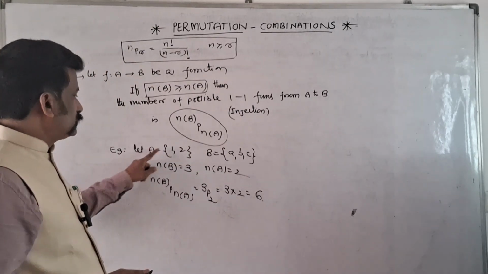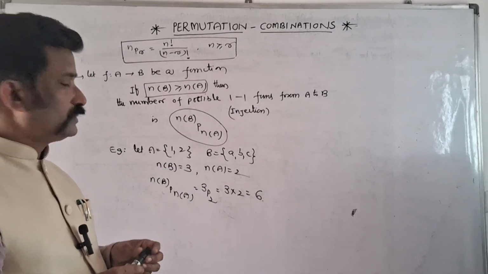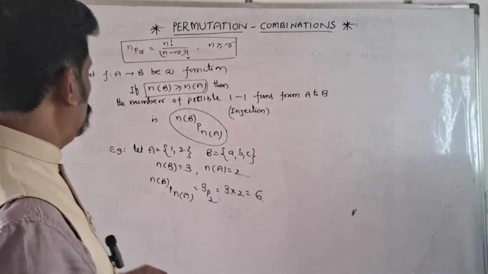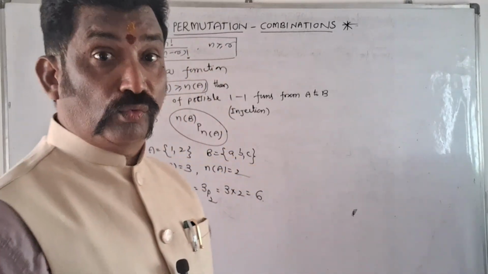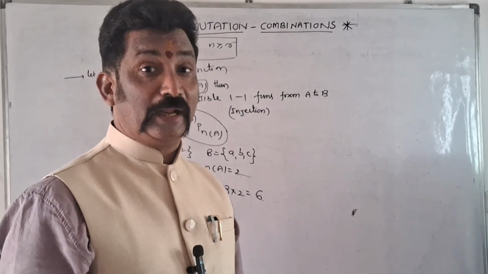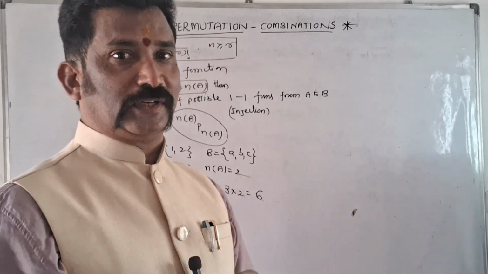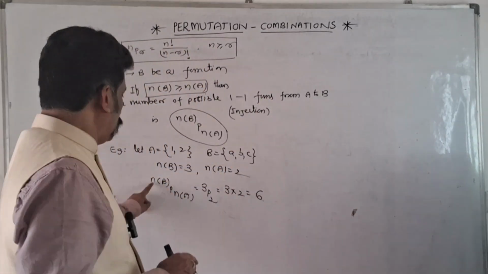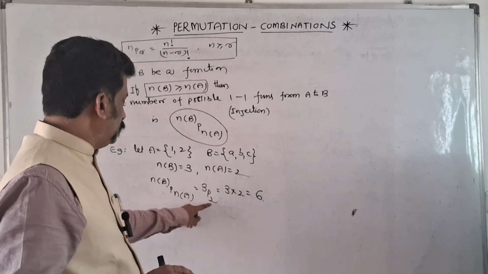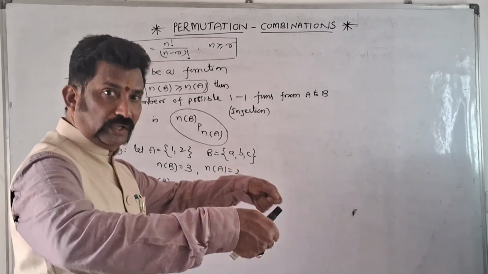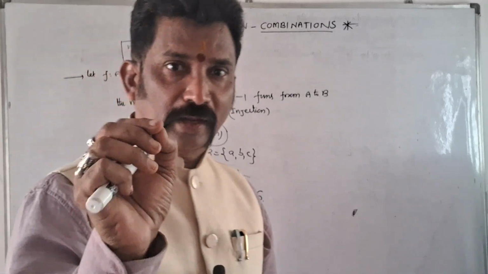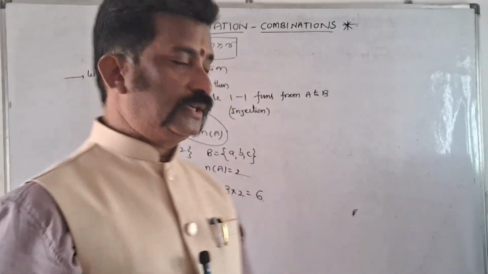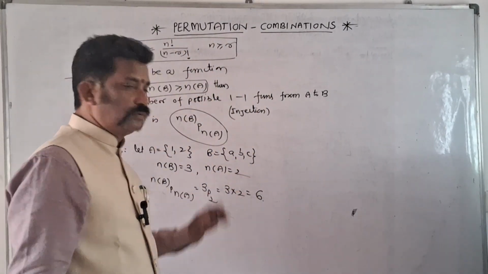Example: let A is equal to set of 1, 2 and B is equal to set of A, B, C. Then the number of possible one-one functions from A to B is equal to n of B P n of A, that is equal to 3P2, which is 3 into 2. Generally the formula is 3 factorial by (3 minus 2) factorial. So 3 into 2 is equal to 6.